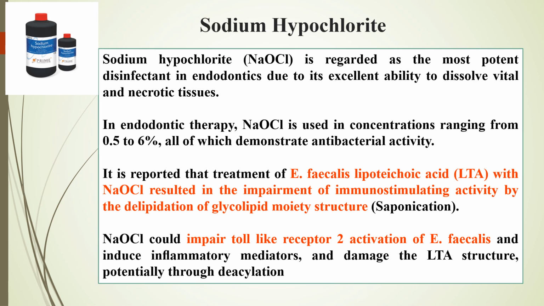Enterococcus faecalis has lipoteichoic acid in its cell wall, and when this E. faecalis is treated with sodium hypochlorite, it results in the impairment of immunostimulating activity by delipidation of the glycolipid moiety of LTA, that is lipoteichoic acid. This entire process is called saponification.